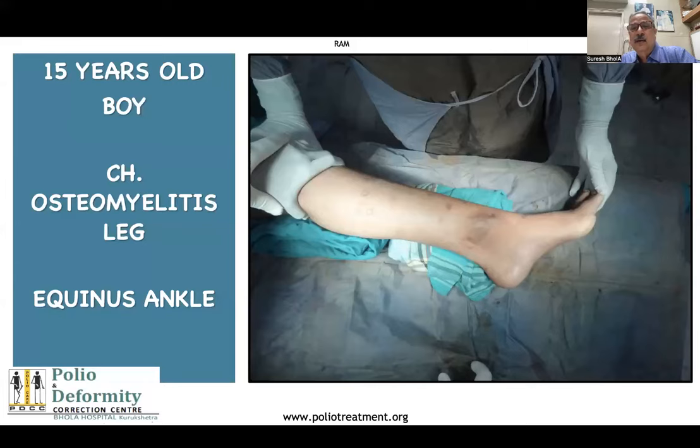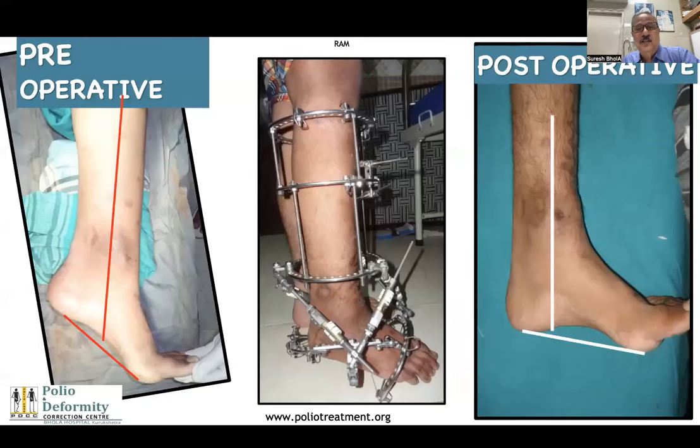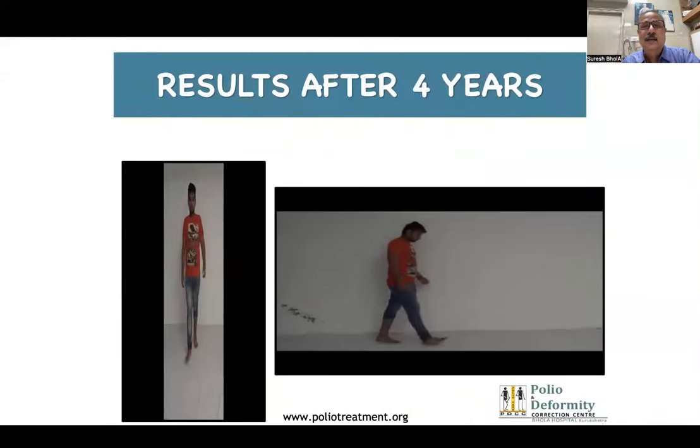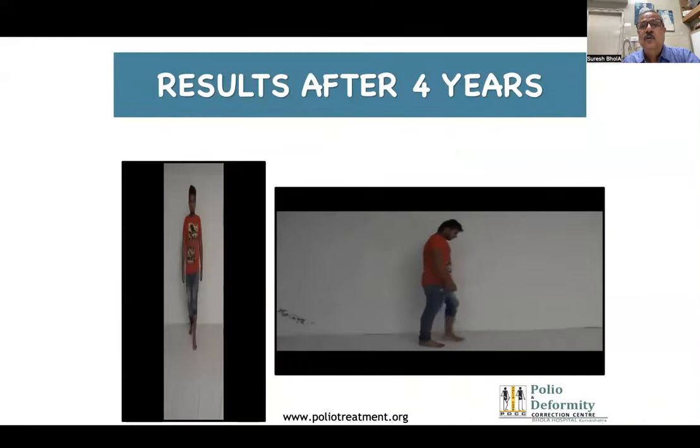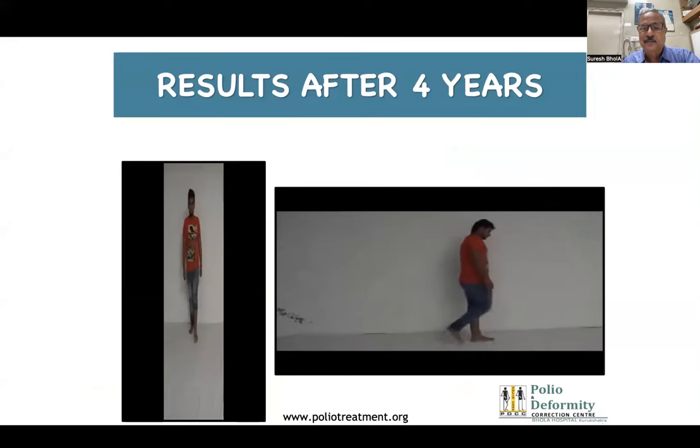Again, a collateral case. He is a 15-year-old boy. He had chronic osteomyelitis with an equinus ankle. We did corticotomy to treat the osteomyelitis, and we also corrected the ankle deformity from equinus to neutral, within 2 to 3 degrees of equinus. These are the results 4 years after the treatment.